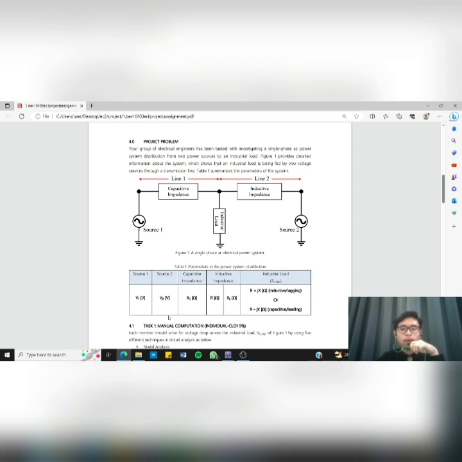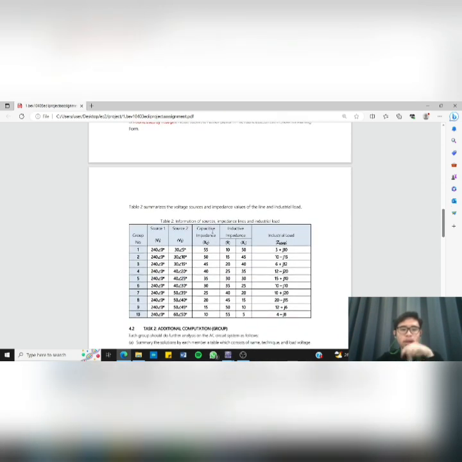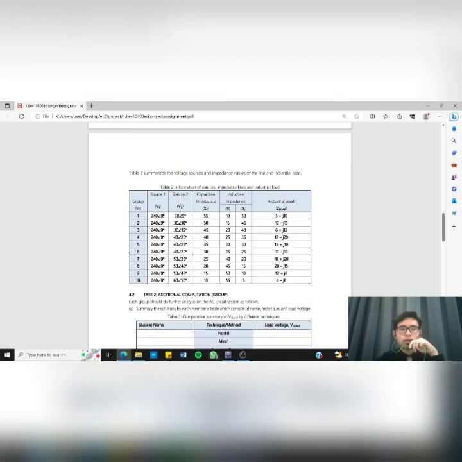Okay, today I will construct our group circuit by using Multisim. Firstly, for the guidance to make the circuit, we must use this circuit, which has two sources, capacitive impedance, inductive impedance, and industrial load. For the values of source 1, source 2, capacitive impedance, inductive impedance, and industrial load, we are using the values that have been given, which for our group is group number 2.